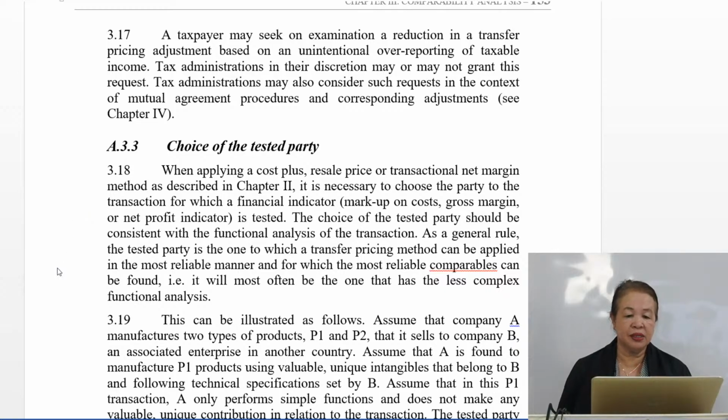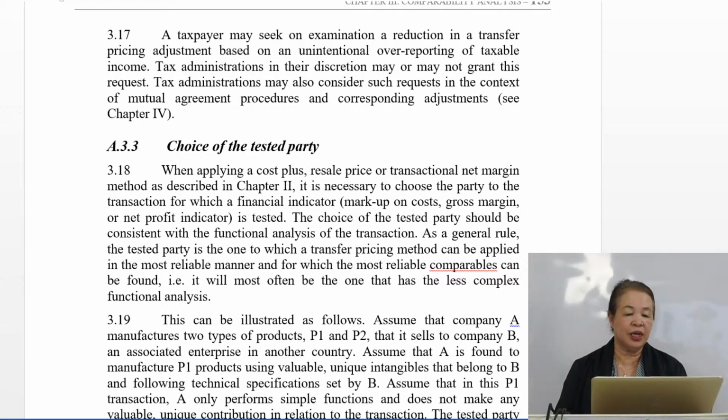A taxpayer may seek a reduction in a transfer pricing adjustment based on an unintentional over-reporting of taxable income. Tax administrations in their discretion may or may not grant this request. So tax administrations may also consider such request in the context of mutual agreement procedures and corresponding adjustment. No? So this is chapter 4. Right now we are on chapter 3.